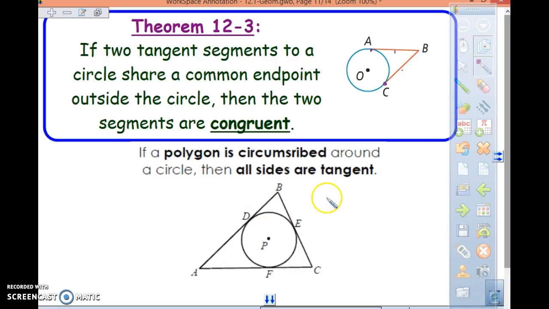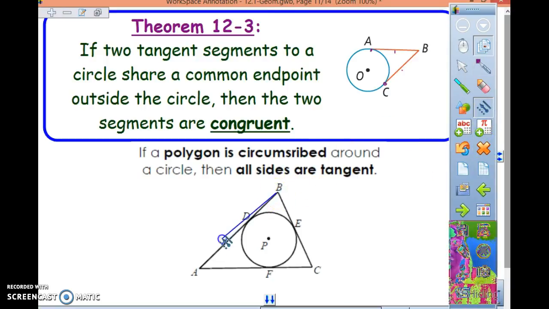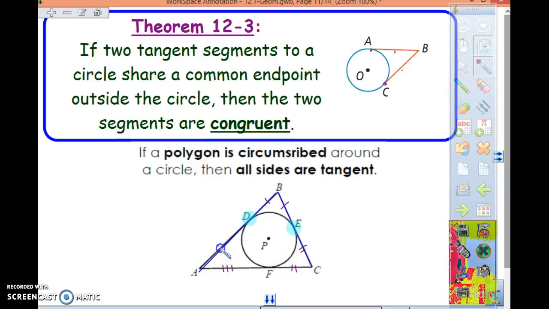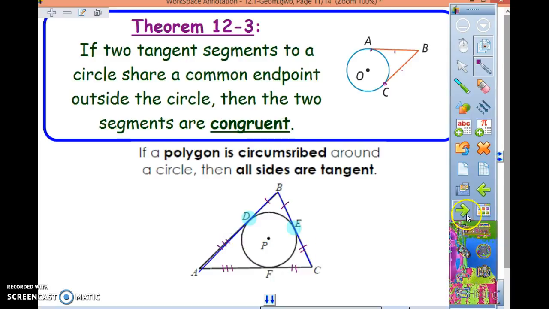If a polygon is circumscribed around a circle, then all the sides are tangent. So what that means is point A B forms a tangent on the circle and it hits D. Point B forms a tangent over here at point E. Because that happens, these two things are a point of tangency, which makes BD and BE the same. Same thing is going to happen over here, AF and AD the same.